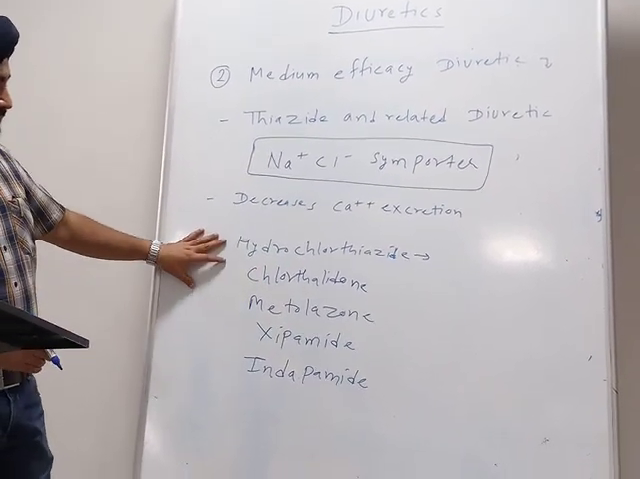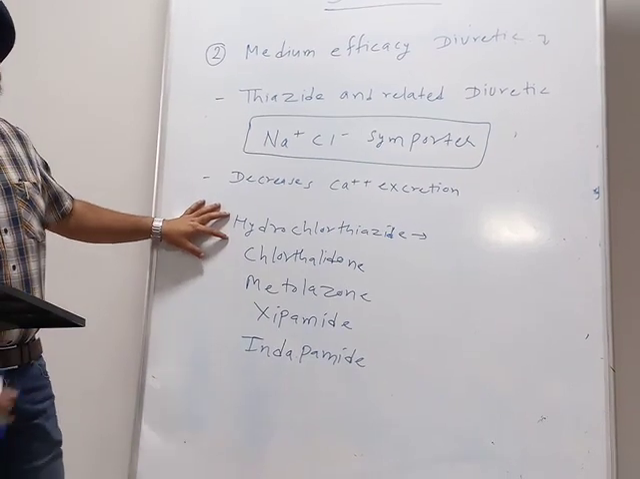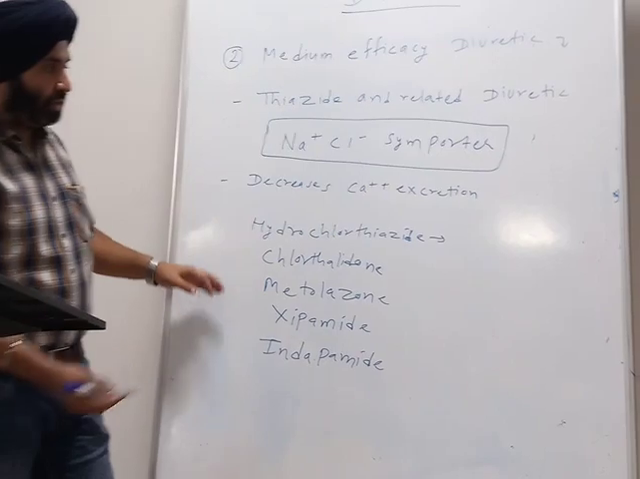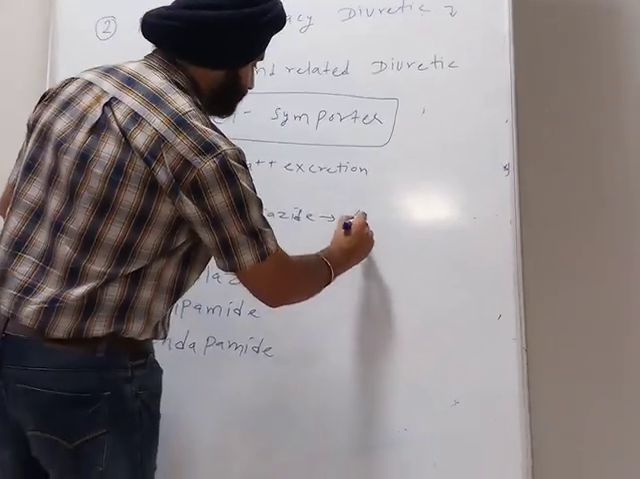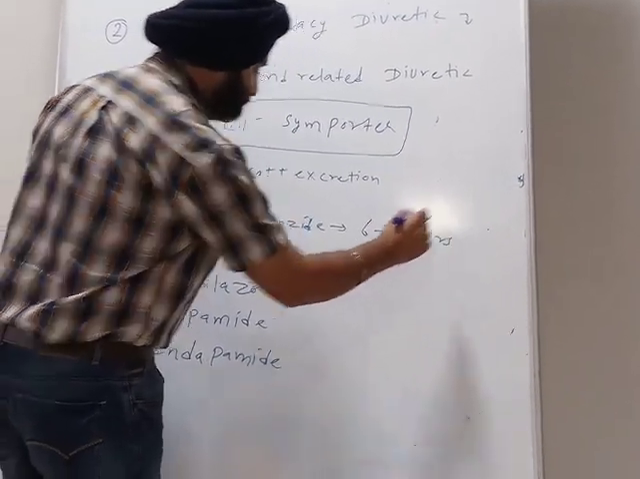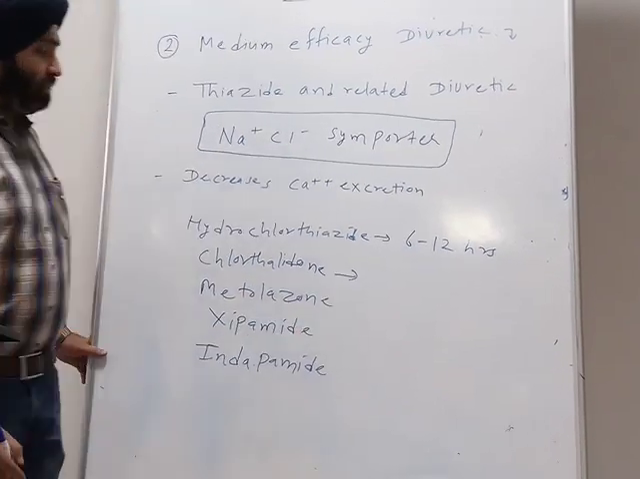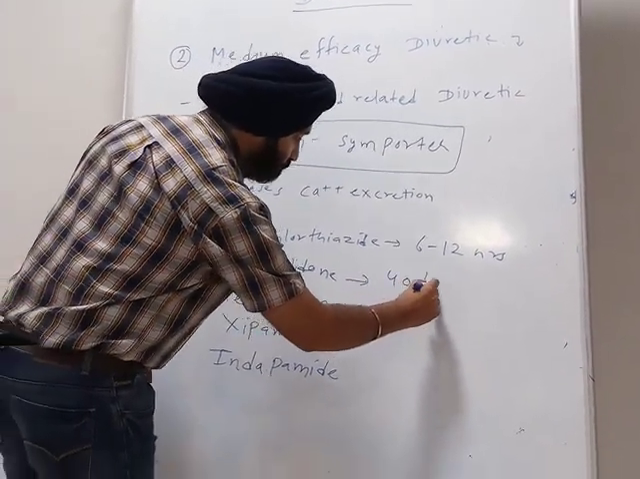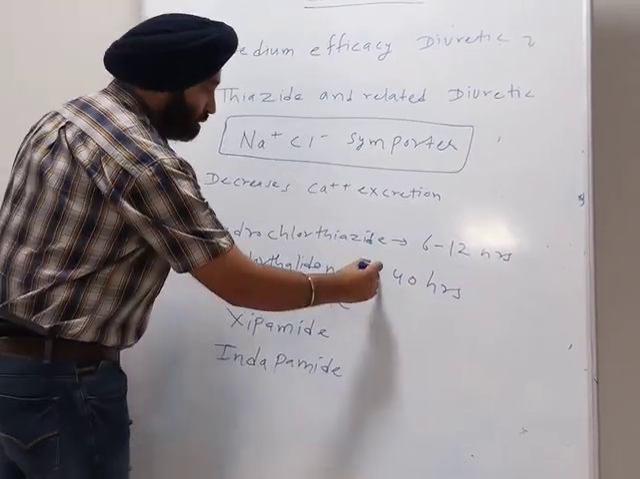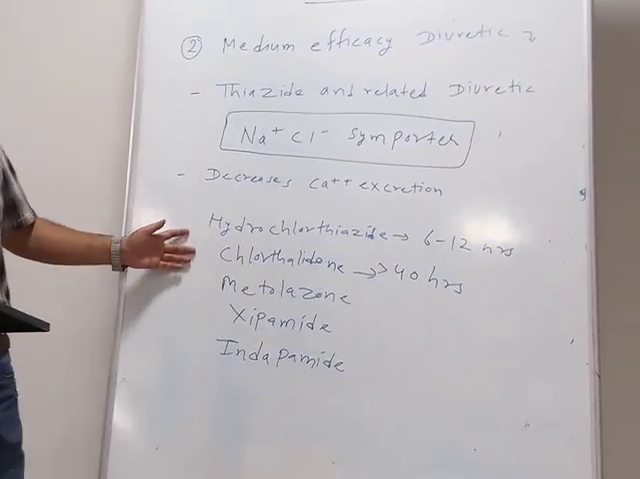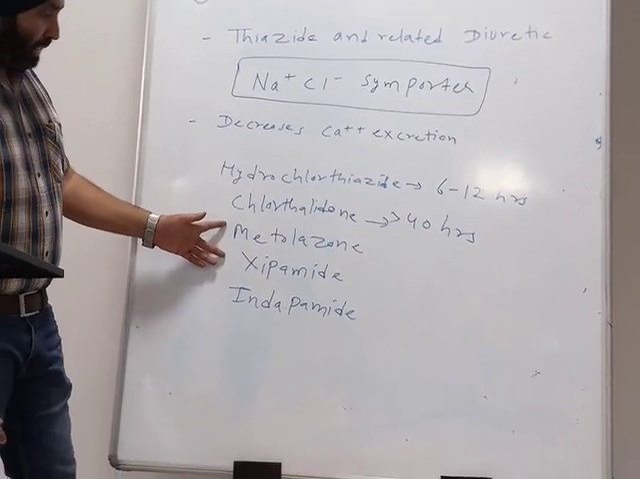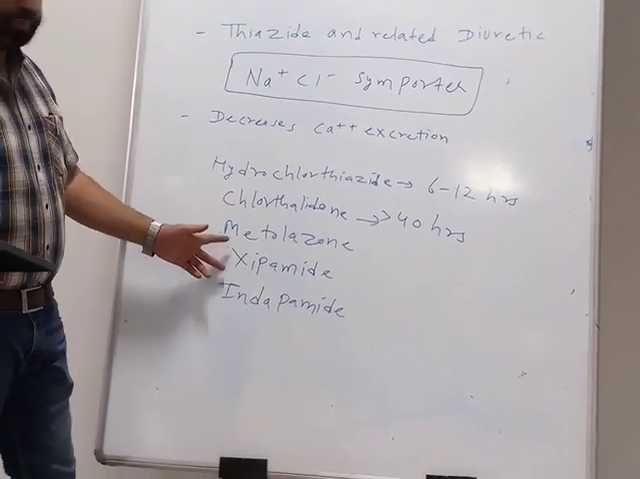The drugs in this group: first is hydrochlorothiazide, which is very commonly used in the treatment of hypertension, and it has a duration of action around 6 to 12 hours. And then the drug is chlorthalidone. The duration of action is more than 40 hours. So they are exclusively used in the treatment of hypertension. Other than this, the drugs are metolazone and xipamide.